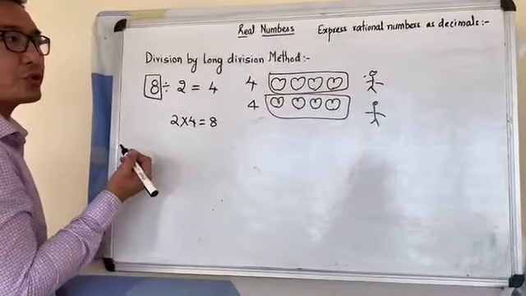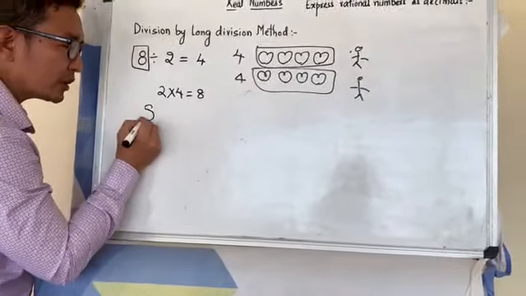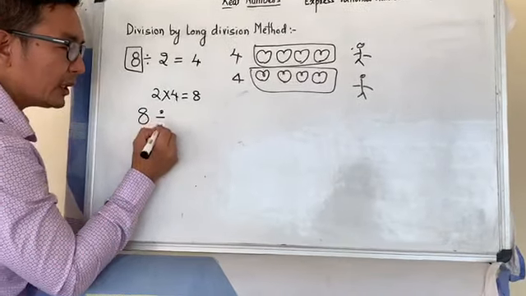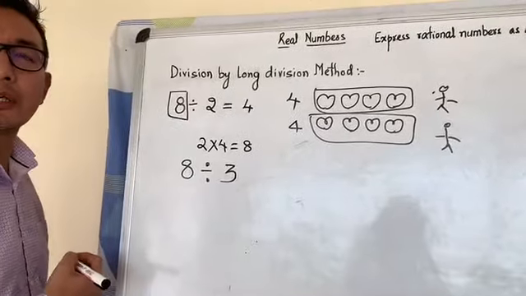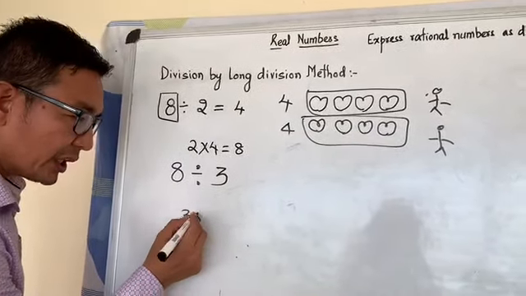So 8 divided by 2 is 4. Now what if 8 is divided by 3? If 8 is divided by 3, yeah.